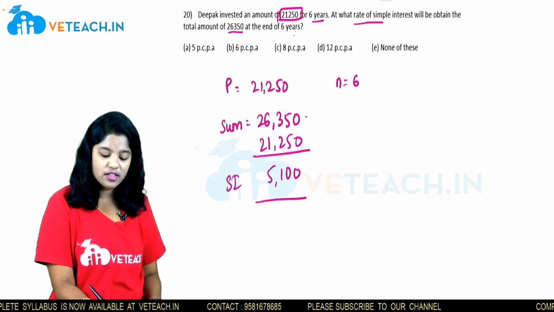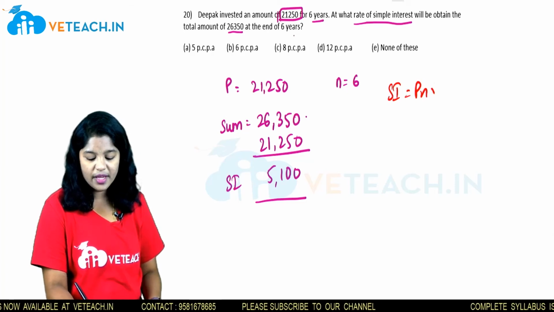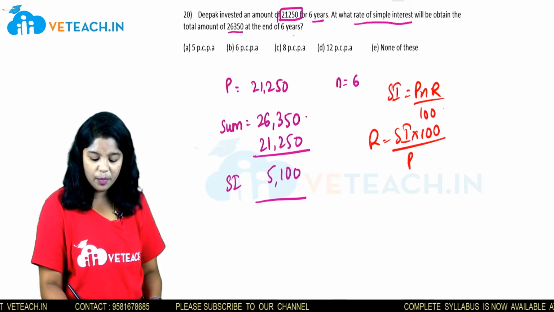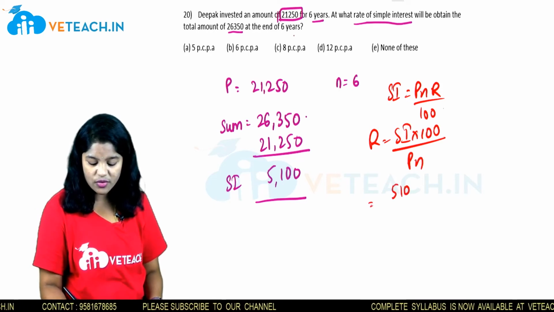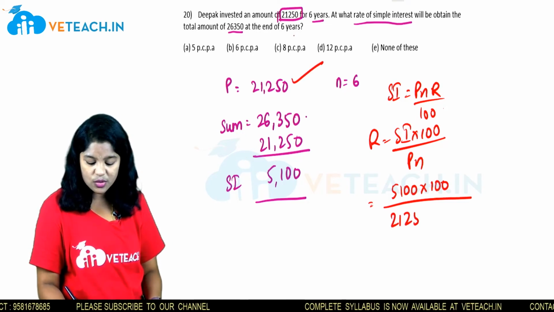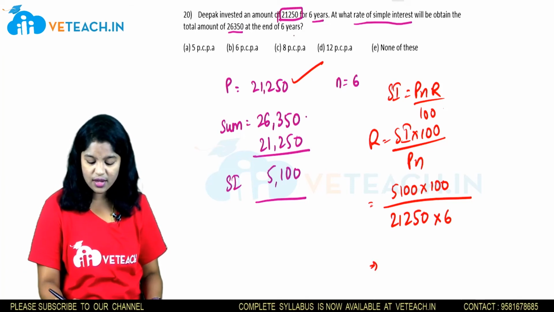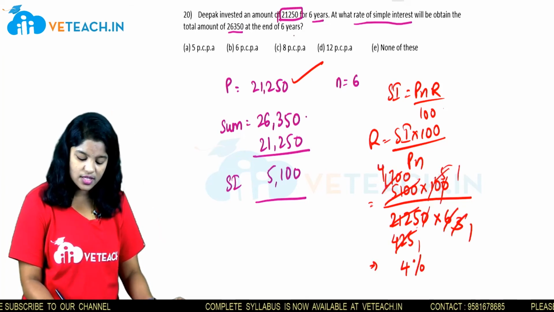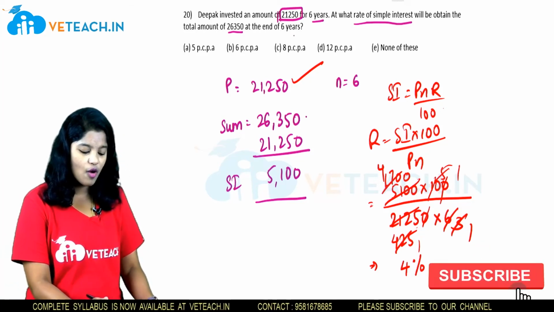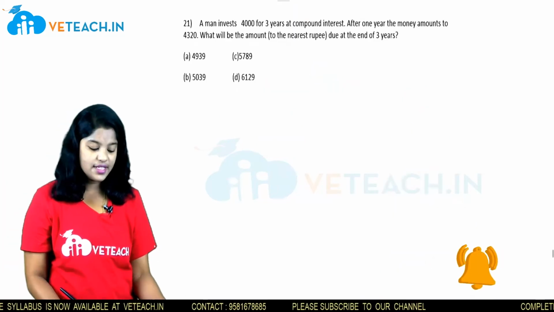Now they have asked us to find the rate of simple interest for the 6 years. We know the formula SI is equal to PNR by 100. So R is equal to SI into 100 by PN. So simple interest is 5,100 into 100 by the principal amount 21,250 into N, which is 6 years. So the rate of interest is nothing but 4%, that is 4% per annum. In the options we did not have 4% per annum, so none of these is the correct answer. So see the next question.